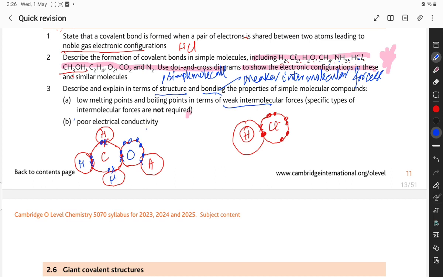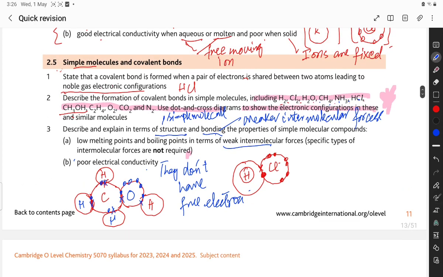Poor electrical conductivity, as they don't have free electrons. So they are poor conductors of electricity because they don't have free electrons. Don't write ions; they don't have free electrons. So this is all about simple molecules and covalent bonding.